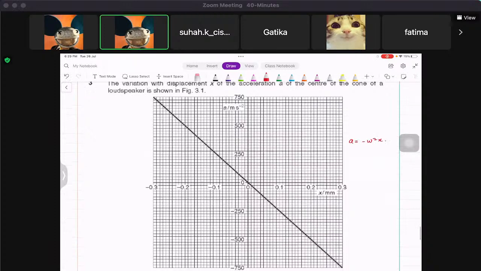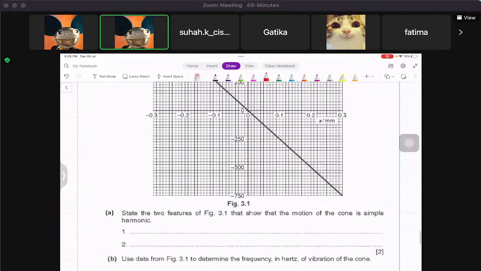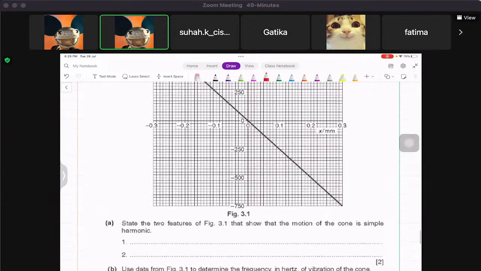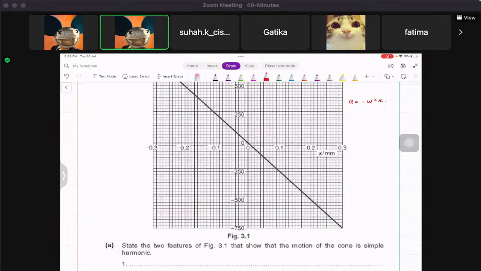And now they say state two features that show the motion of the cone is simple harmonic motion. So what are those features? Can somebody please tell me? I did tell you about the features just now, about this graph. Number one, the graph starts from the origin, which means when acceleration is 0, displacement is also 0. Do you guys understand?